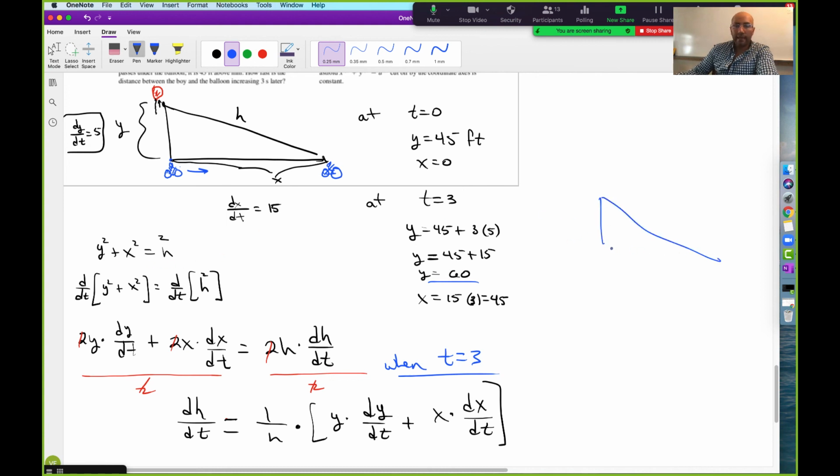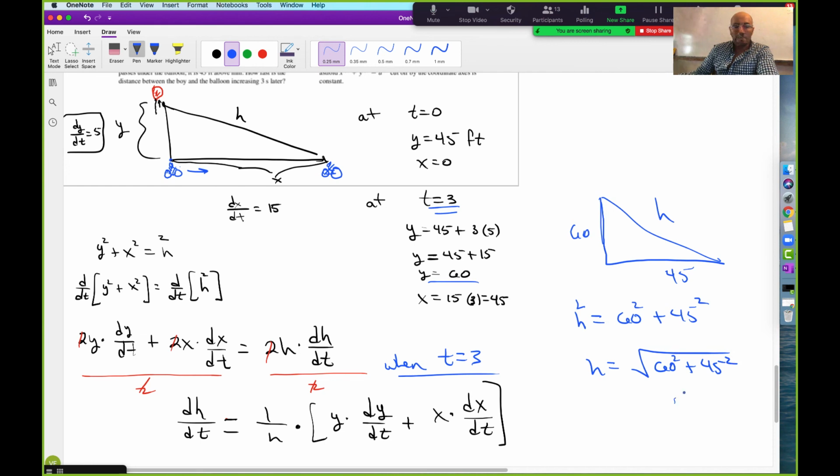So again, at that particular point, when t equals 3, we have that this side is going to be 60, and this side is 45. So h squared equals 60 squared plus 45 squared. So h equals the positive square root of 60 squared plus 45 squared. Good. So if we just punch that into our calculator, what do we get?